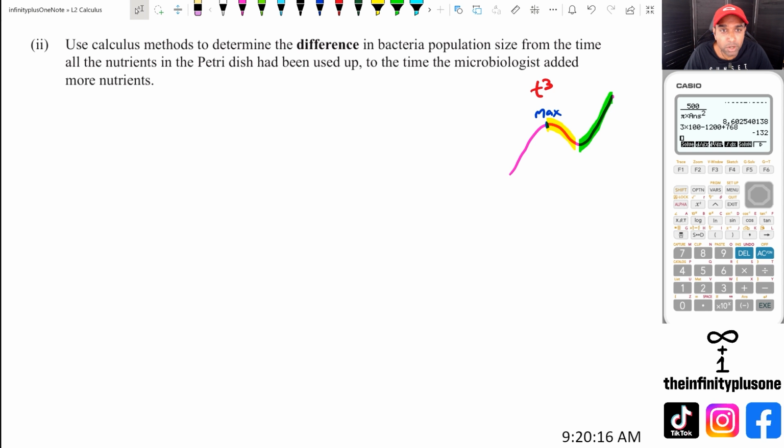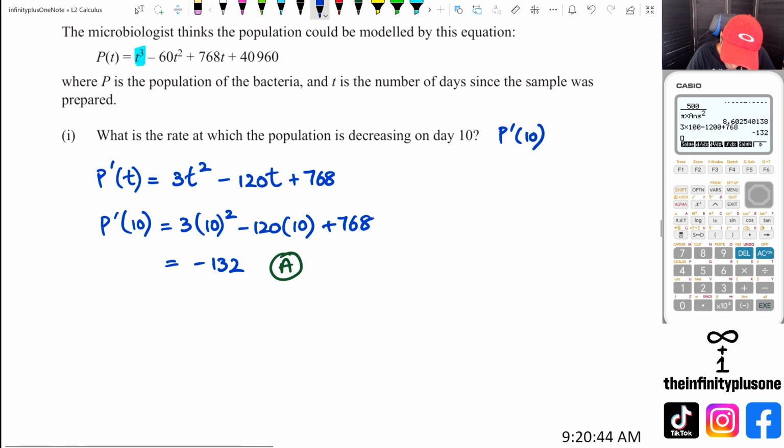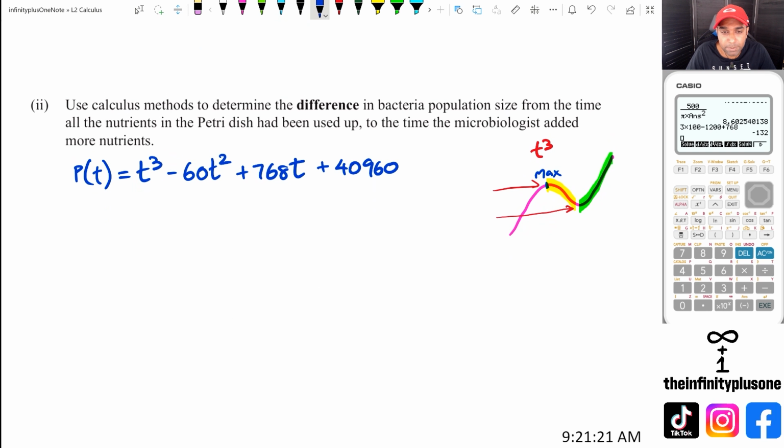Now we want to know the difference of the population size from this point to this point here, when it actually starts to increase. So we want to find out the two turning points, find out the population itself, and then subtract the populations to figure out what the change is. So going back to my equation, I do need that equation. So this is my population equation.